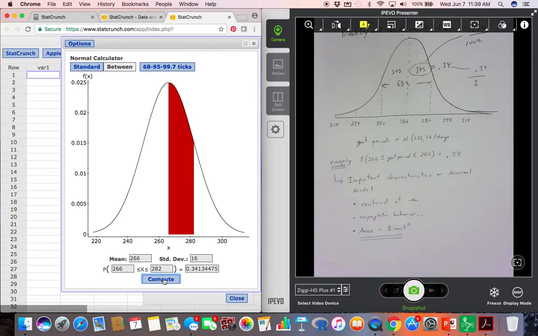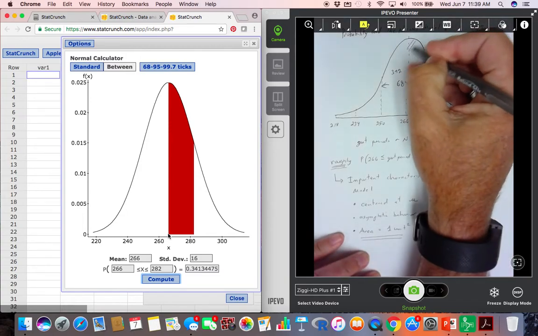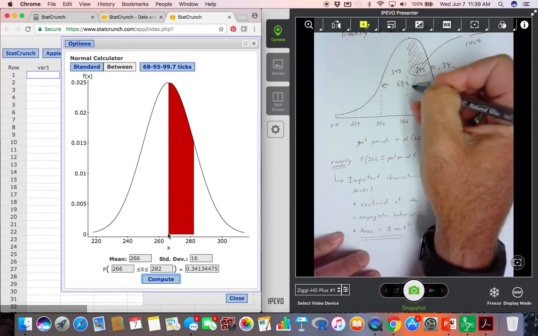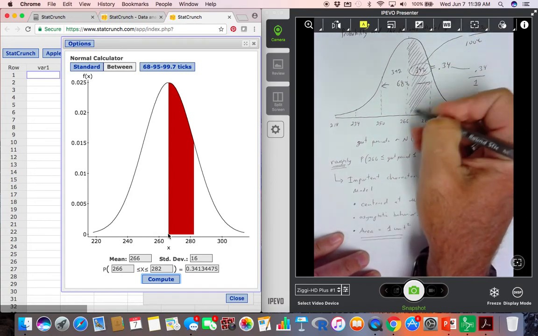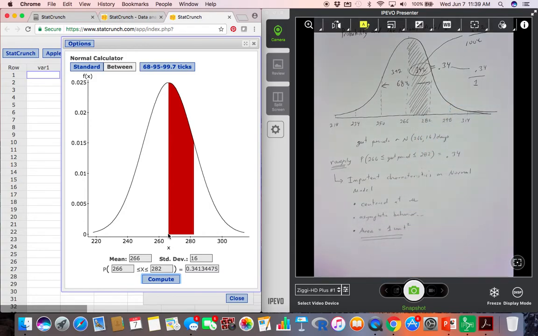You'll see that the area it gives us starts at approximately 266, just like the drawing over here, but it shades it in red instead of shading it the way I shaded it. And notice that approximately we were 0.34. The more precise answer is 0.34134475, and so on and so forth. So we get a much tighter answer over here. We get a much better answer.